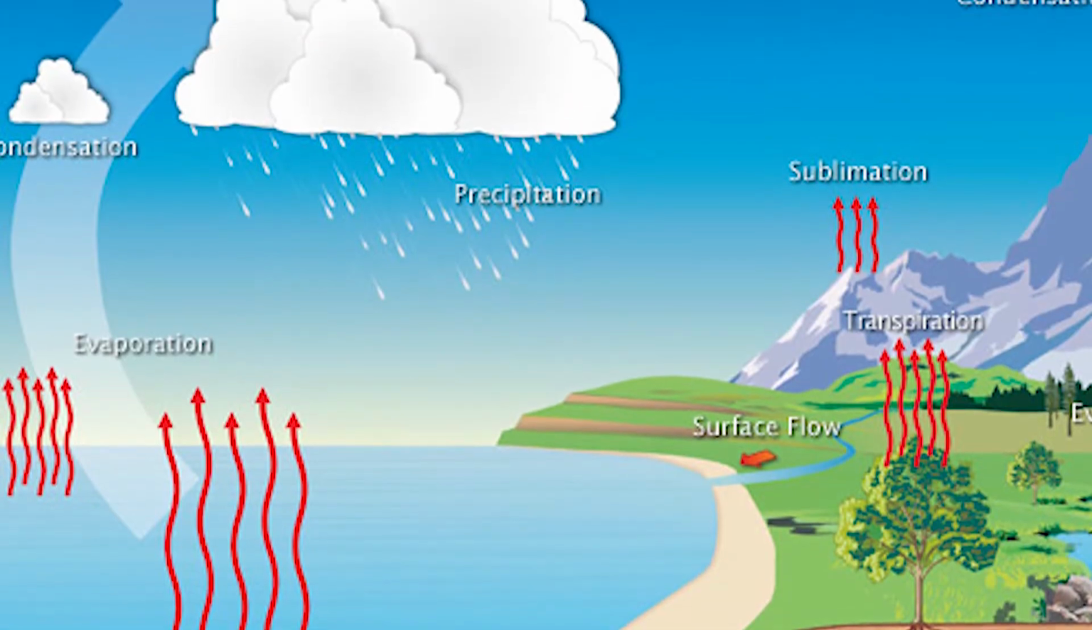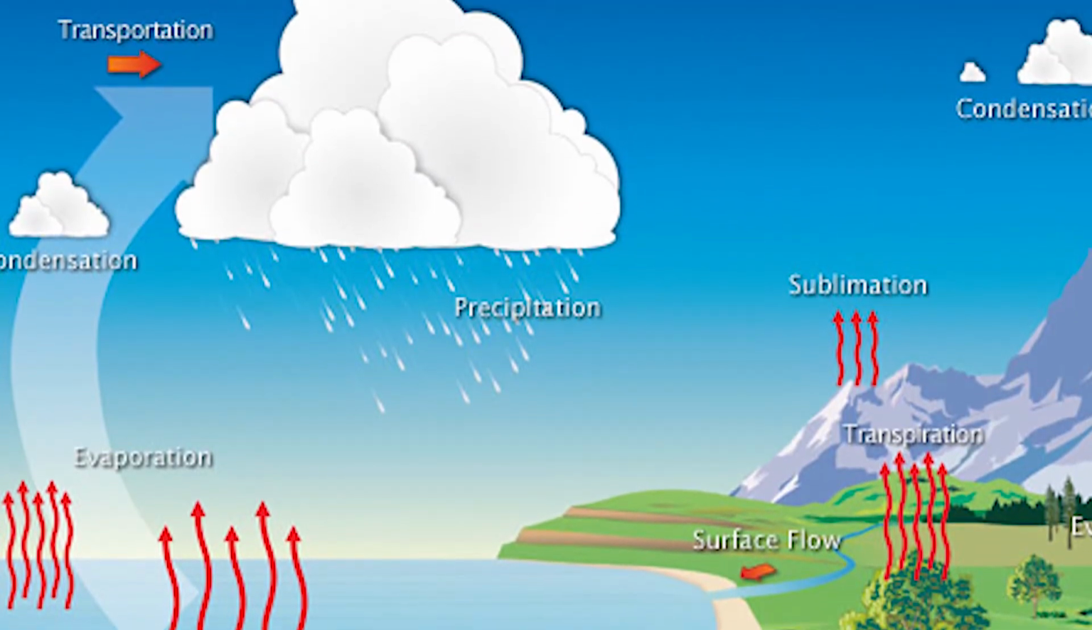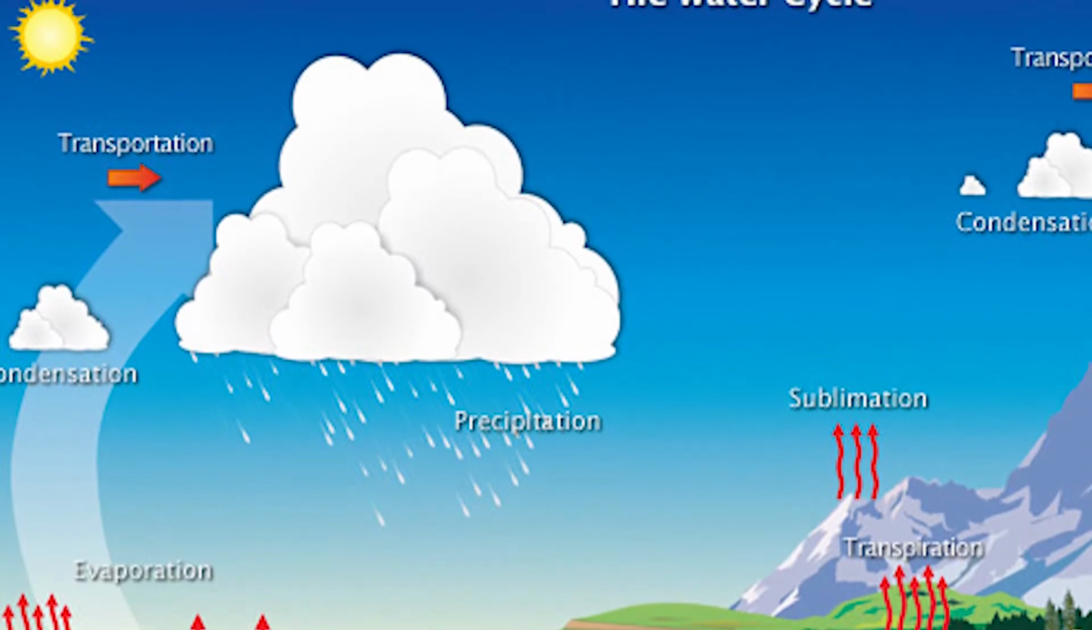Let's start with the first step of the water cycle. The sun's heat makes water turn from a liquid to a vapor. This part of the water cycle is called evaporation. The water vapor then rises thousands of feet into the sky for the next step of the process.